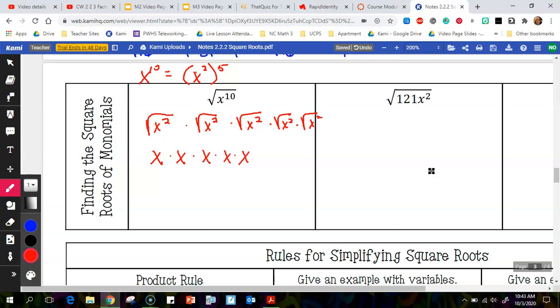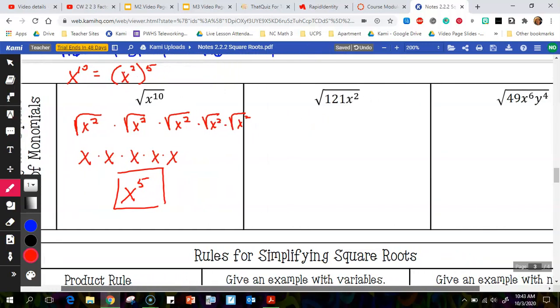So I took each one of these, and what we want to try to do is get rid of that radical, which is the square root symbol, if we can. Sometimes we can, sometimes we can't. So this can be written as x to the 5th. That is what we would call simplifying a square root or simplifying a radical.